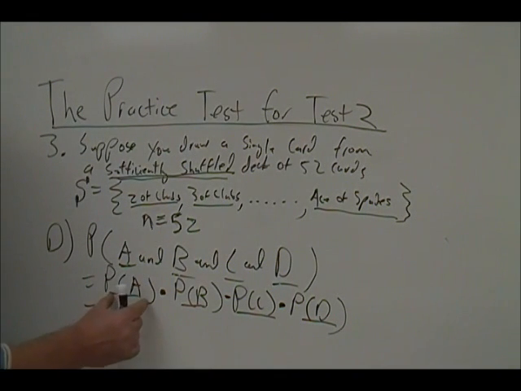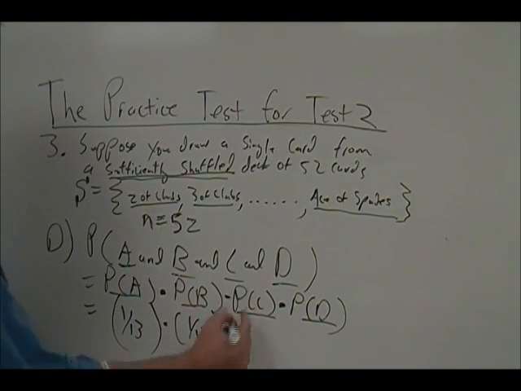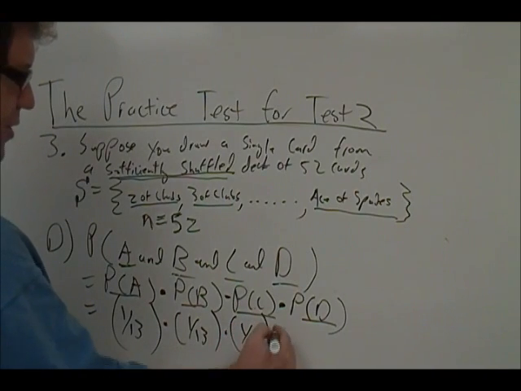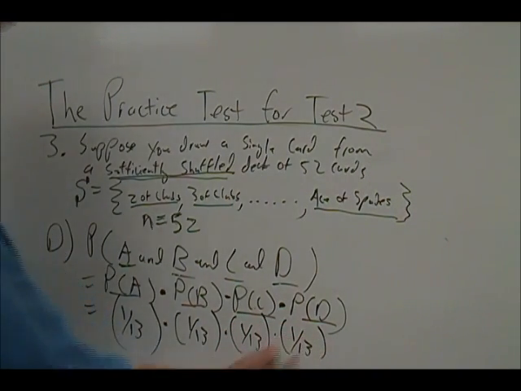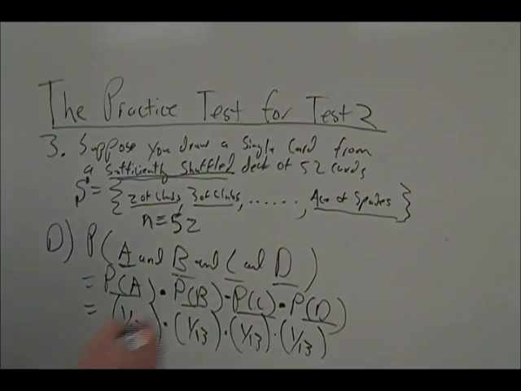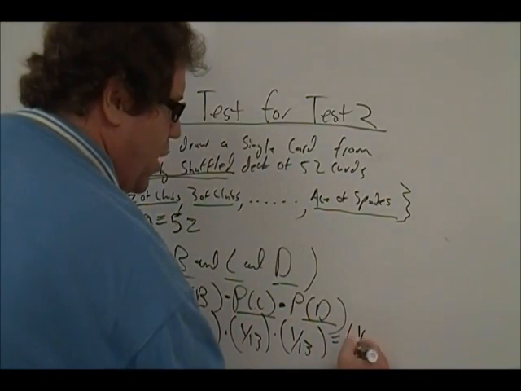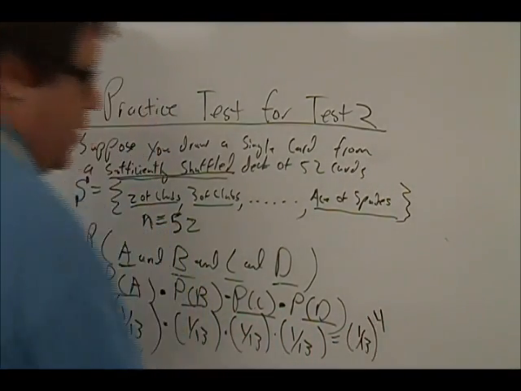So if you do that, the probability of getting an ace on the first draw, we found out from part A of this problem, is 1 over 13. It's 4 over 52, which reduces to 1 over 13. And of course, the probability of getting an ace on the second draw is also 1 over 13. And the probability of getting an ace on the third is also 1 over 13. And the probability of getting an ace on the fourth draw is 1 over 13. So the answer is 1 over 13 times 1 over 13 times 1 over 13 times 1 over 13. And if you wrote that as an exponent, it would be 1 over 13 raised to the 4th power.